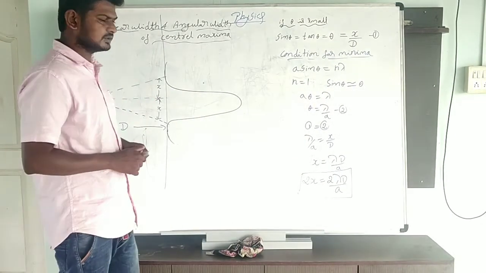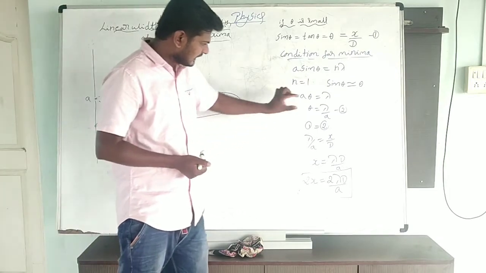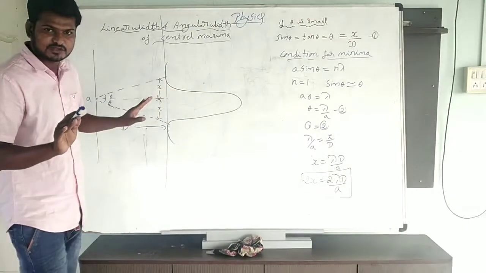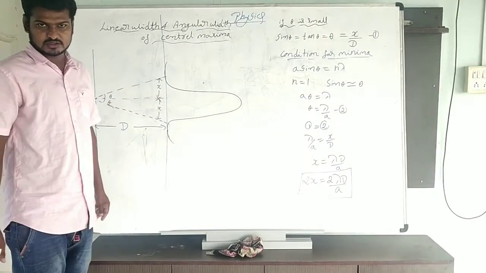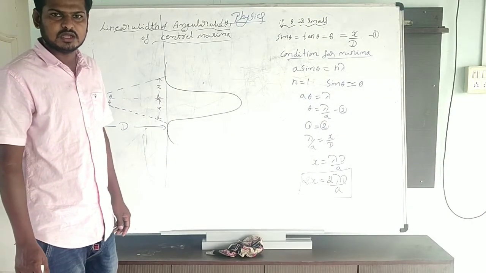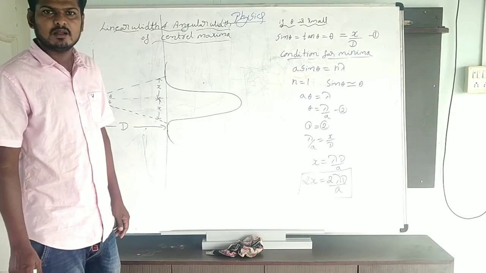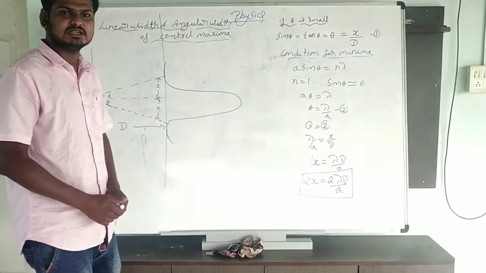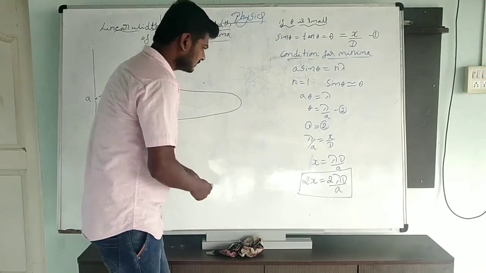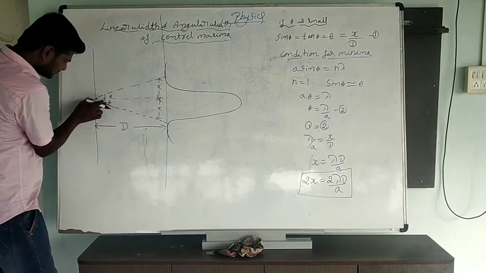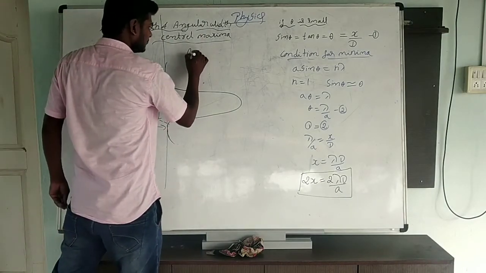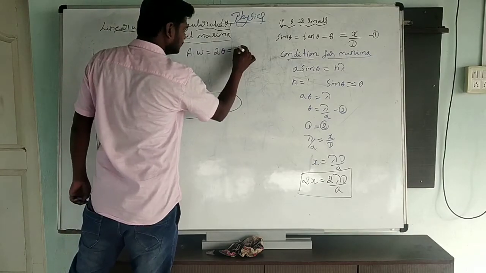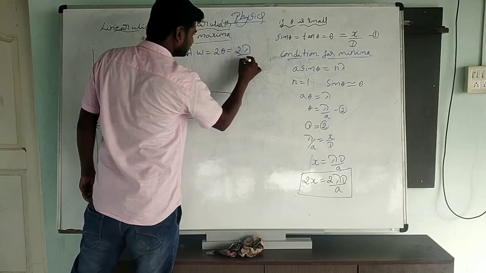Now we have to write the expression for angular width. Here theta is lambda by a. Angular width has the same definition: the angular distance between the first minima on either side of the central maximum. That will be 2 theta, so angular width 2 theta equals 2 lambda by a.